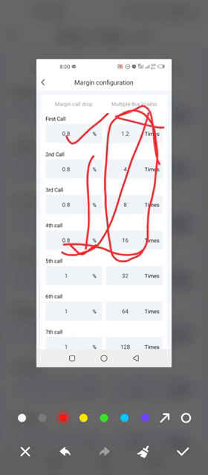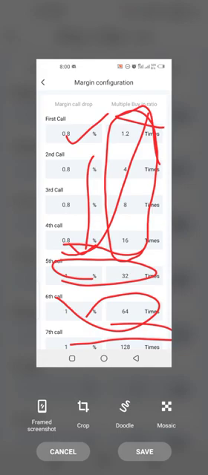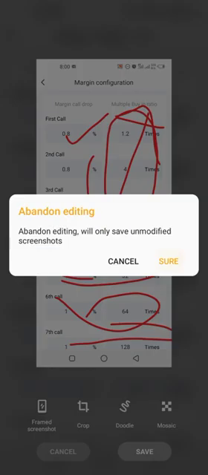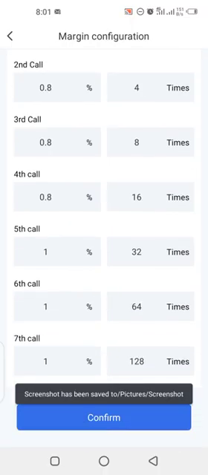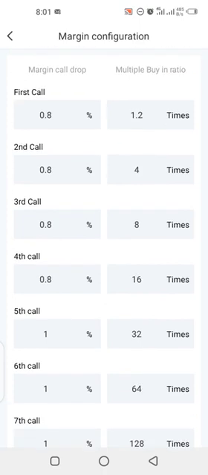But the fifth is independent, this one is independent, and this one is independent. Each of these is independent. So it can come and sell only the fourth margin call alone. Sorry, the fifth margin call alone, the sixth margin call alone. Now it is important for you to set your multiple buying ratio depending on your capital.